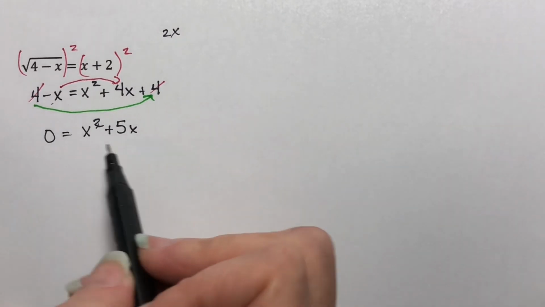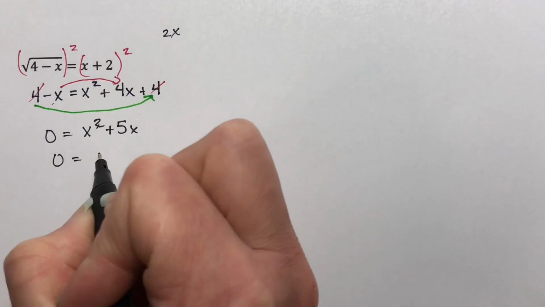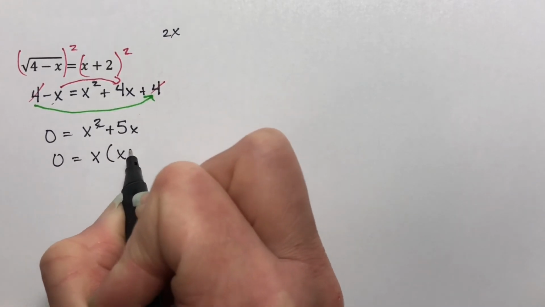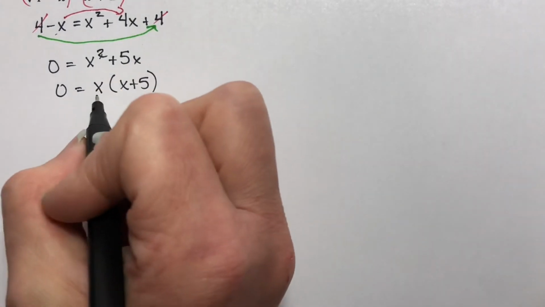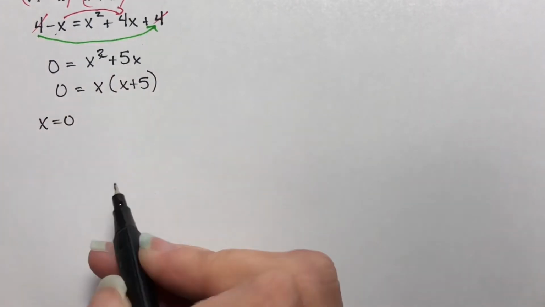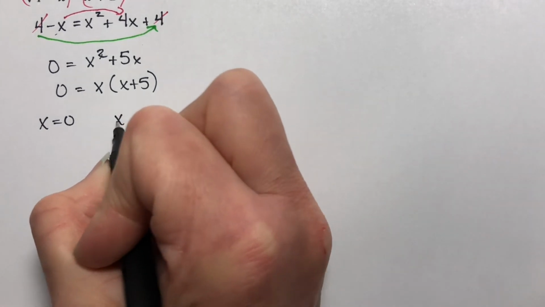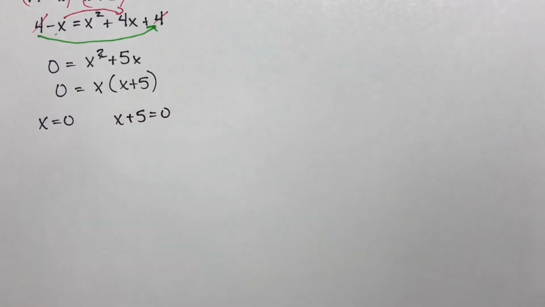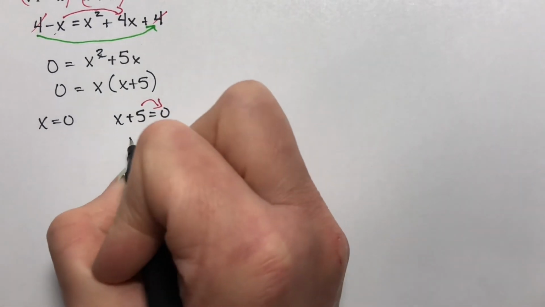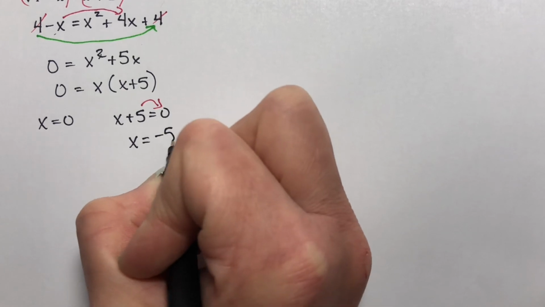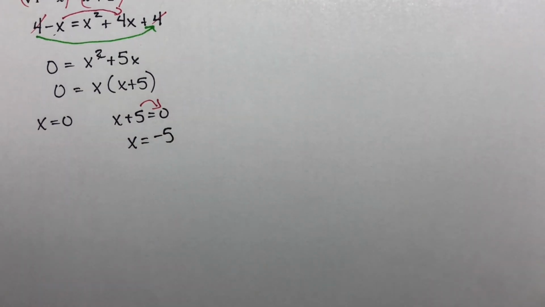Now we ended up with something easy to factor. All I have to do is to factor out an x, and that gives me x plus 5. So we set each of these equal to 0, x equals 0, and there's nothing else to solve there. Or x plus 5 equals 0. Subtract 5 from both sides, and I get x equals negative 5. Okay, so this is the first time we've had 2 potential answers. They might both be good, they might both be bad, or I might have one of each.